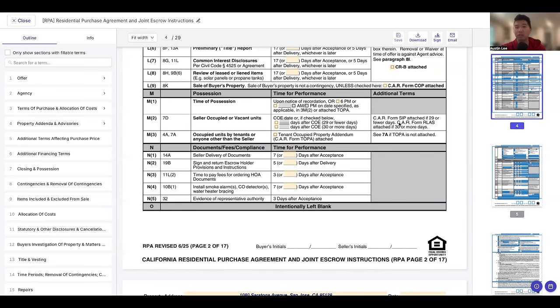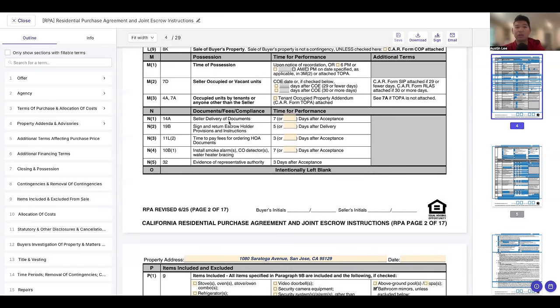And this is why there's another form for if the owner is going to stay 30 days after you close. But generally here in the Bay Area, most homes are vacant, so it's not a high use case here. Okay, occupied units by tenants or anyone other than the seller, same thing as well. Same as the seller, if someone's still going to live in the property, you would have to mark that.